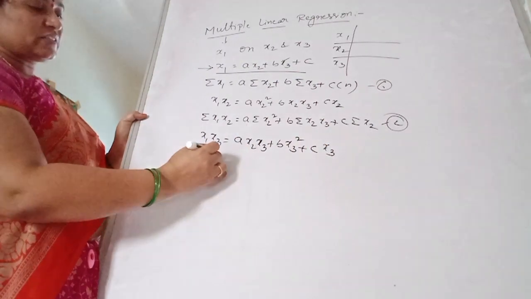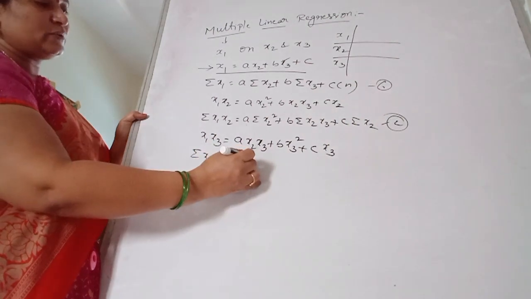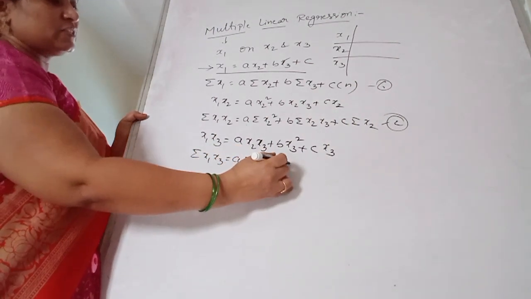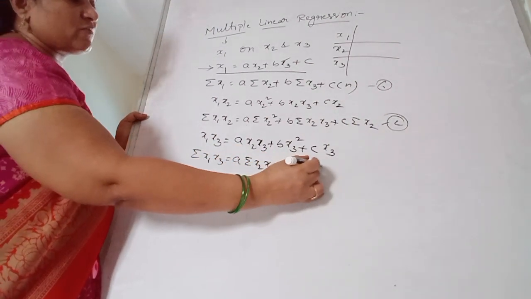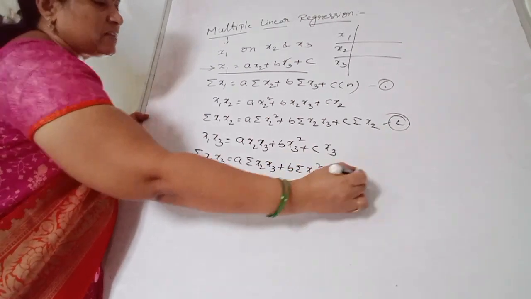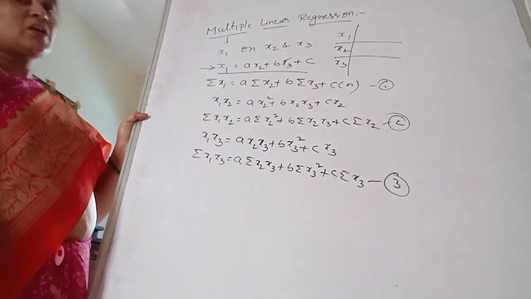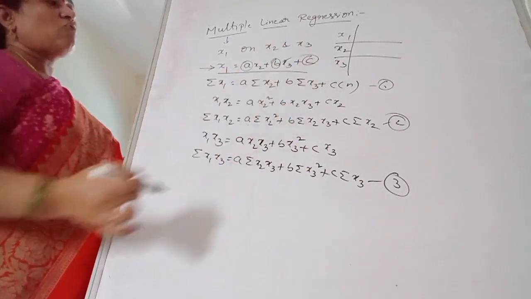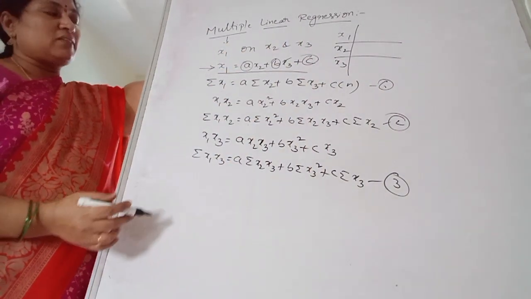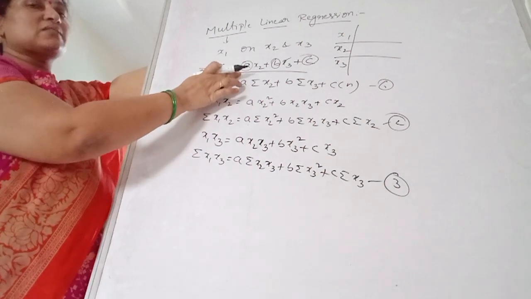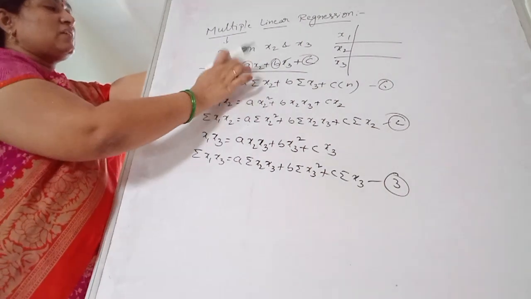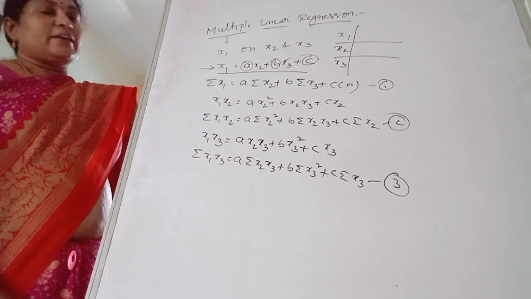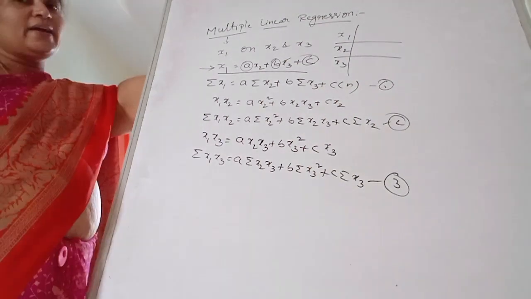So summation of x1 x3 is equal to a into summation of x2 x3 plus b into summation of x3 square plus c into summation of x3. This is the third normal equation. Here we have three unknown constants a, b, c. We have to find those a, b, c values and then substitute those values in this relation. Then we found that is the multiple linear regression line of x1 on x2 and x3.